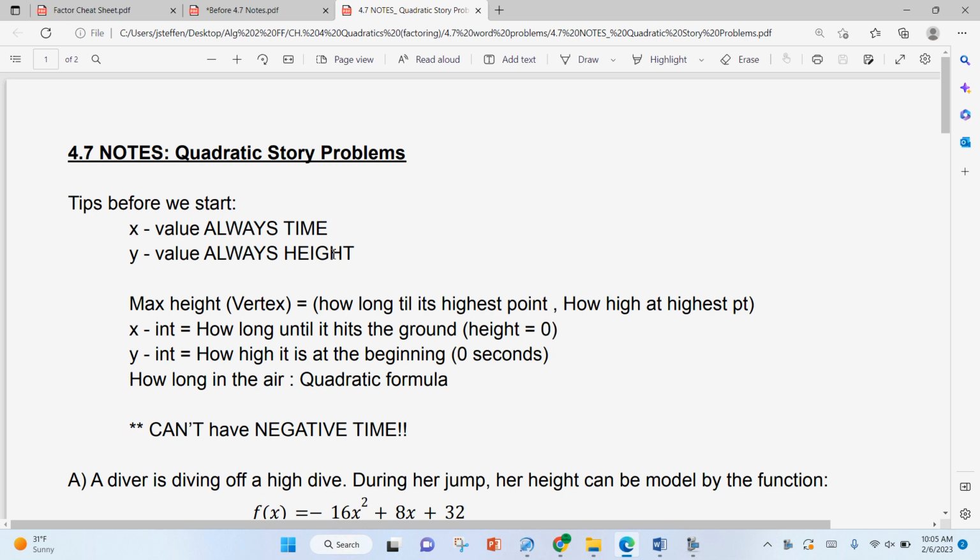Now, the reason I say you use your vertex is because the x value of your vertex, remember a vertex is an ordered pair, the x value is how many seconds it takes to get to the highest point. The y value is how many feet the highest point is. So if I ask for the maximum height, you're finding the vertex, and that y value is your maximum height. X value is how many seconds it takes. That's how our problems are going to go.